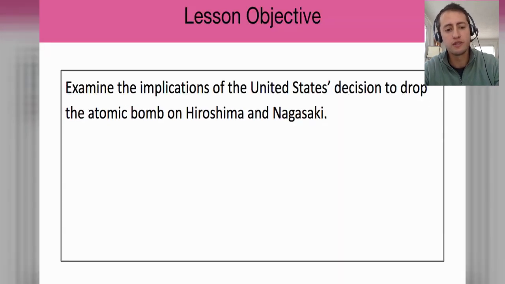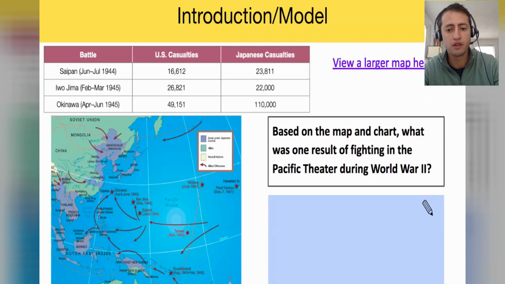The lesson objective is to explain the implications of the United States' decision to drop the atomic bomb on Hiroshima and Nagasaki. Students will first debate whether the bomb should be dropped, and then they will look at the aftermath and the effects of it.